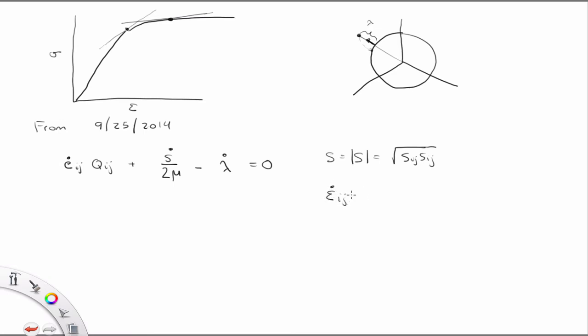So we have the total strain rate, and little e is the total strain rate minus 1/3. And Q is the direction. This is all in the notes, but just to remind you, Qij is Sij over S, over the scalar magnitude. So it's a unit tensor in the direction of the deviatoric stress. In other words, it's this direction right here.